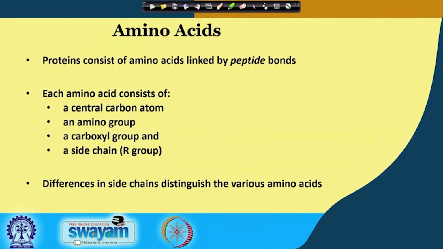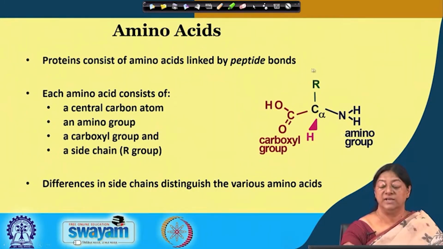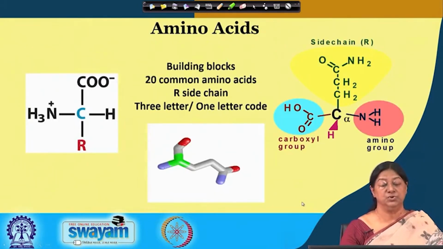We all know that these amino acids are the building blocks of proteins, where the amino acids are linked by peptide bonds. Each amino acid consists of a central carbon atom, a carboxyl group, an amino group and a side chain. Now, the differences in this R group, that is the side chain, result in the different types of amino acids known. We have 20 common amino acids.